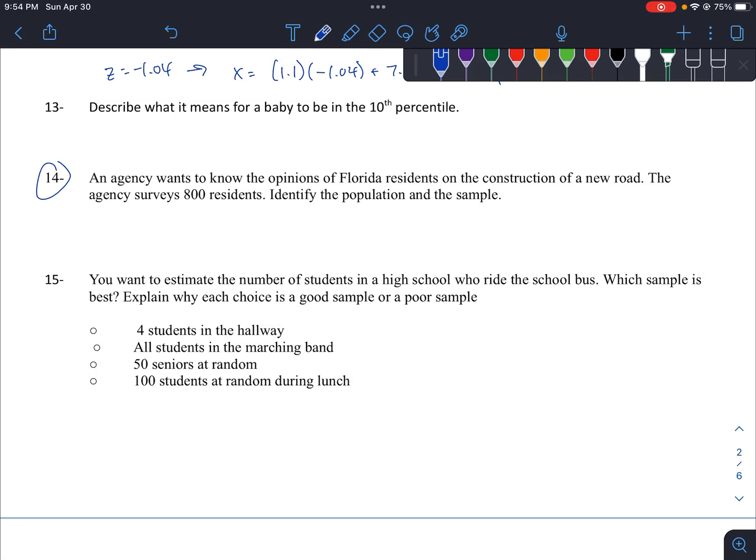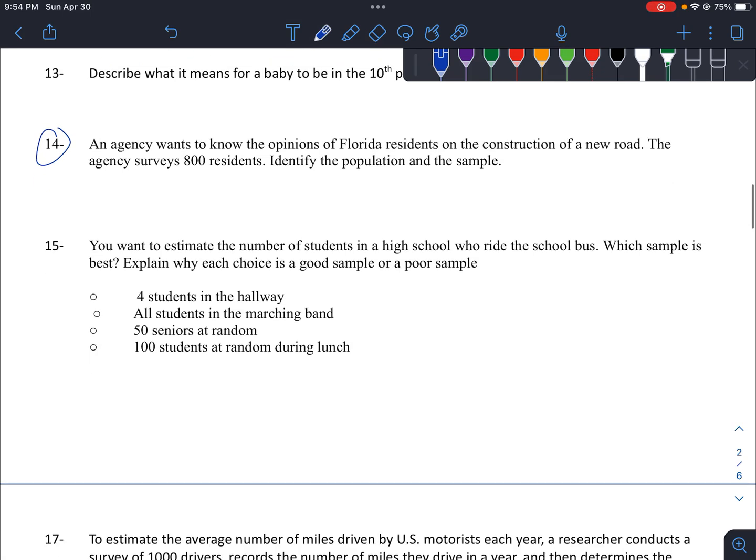Alright, so here trying to do a little bit more on the review. Starting with 14, an agency wants to know the opinions of Florida residents in the construction of a new road. The agency surveys 800 residents, identify the population and the sample.